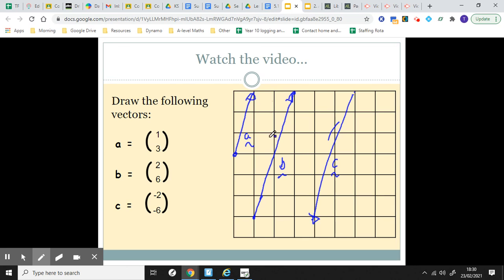And notice again, they are all parallel. B and C are just opposites of each other. They're -1 lots of each other. And A to B, you would multiply by 2, so 2A is equal to B. Because they are multiples of each other, they are therefore parallel, and that is shown in the diagram as well. Okay.